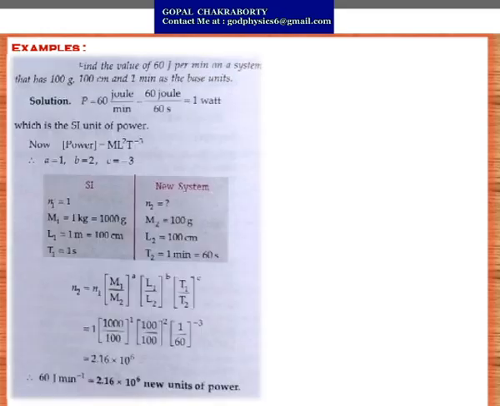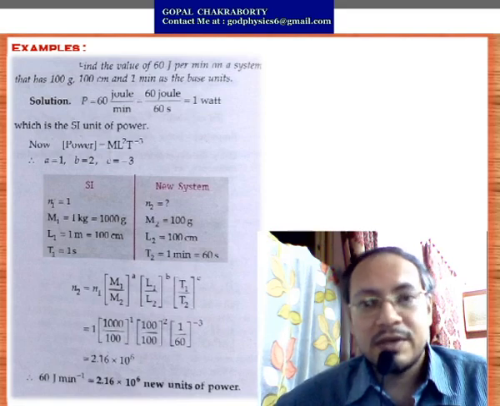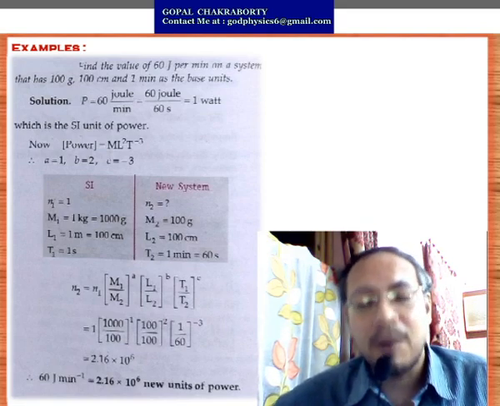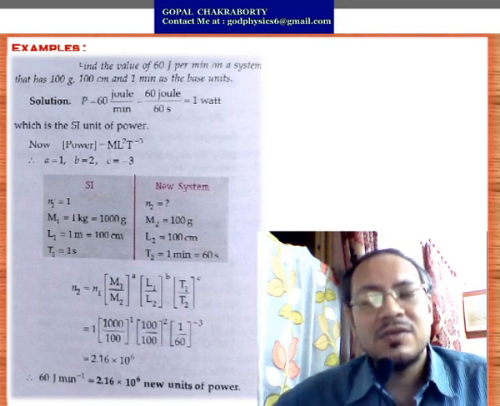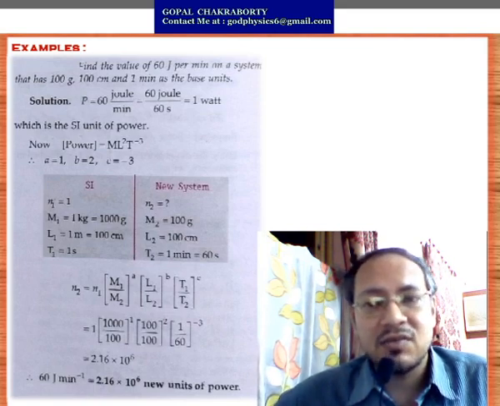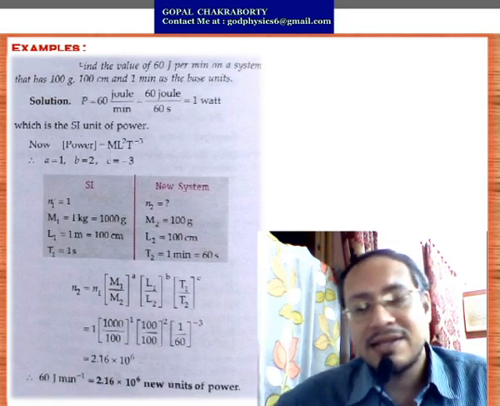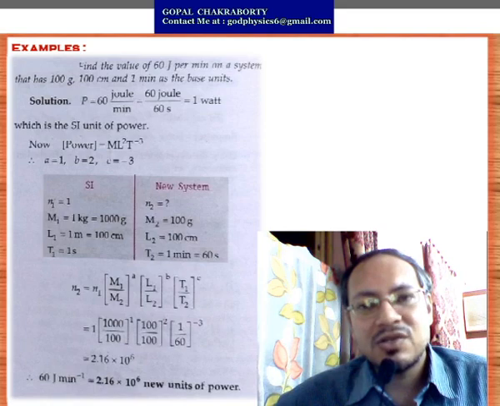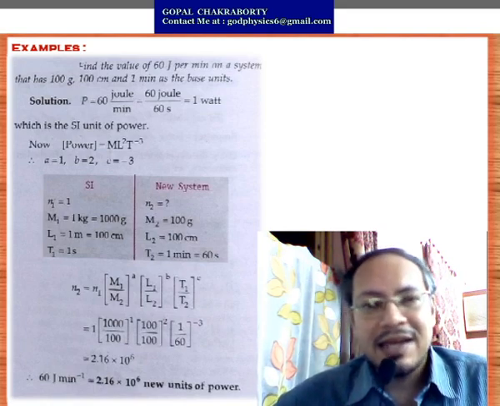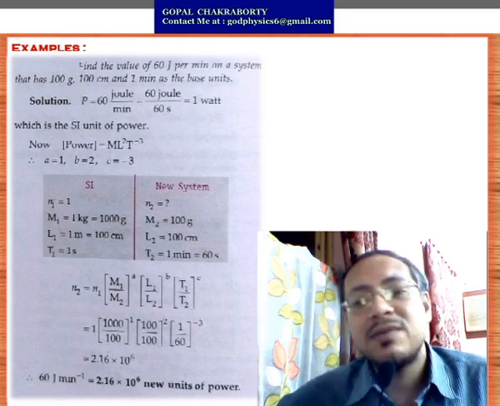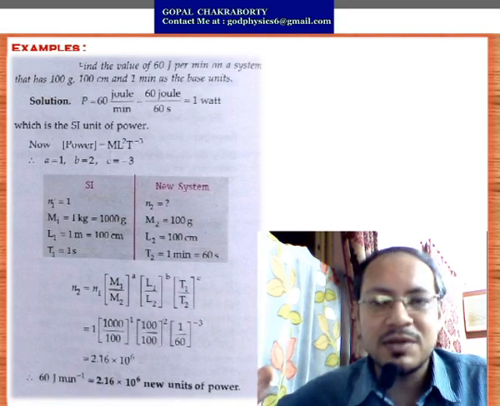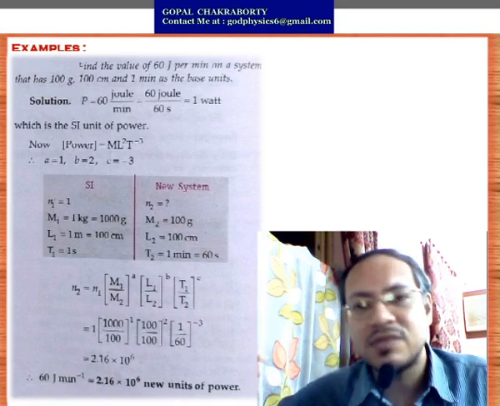Here is another problem: find the value of 60 joule per minute in a system that has 100 gram, 100 centimeter and 1 minute as the base units. By a similar process, power is 60 joule per minute, that means 60 joule per 60 second, which equals 1 watt, the SI unit of power. The dimension of power can be written as M L to the power 2 T to the power minus 3. Considering M to the power a, L to the power b, T to the power c, this gives a equals 1, b equals 2, c equals minus 3.